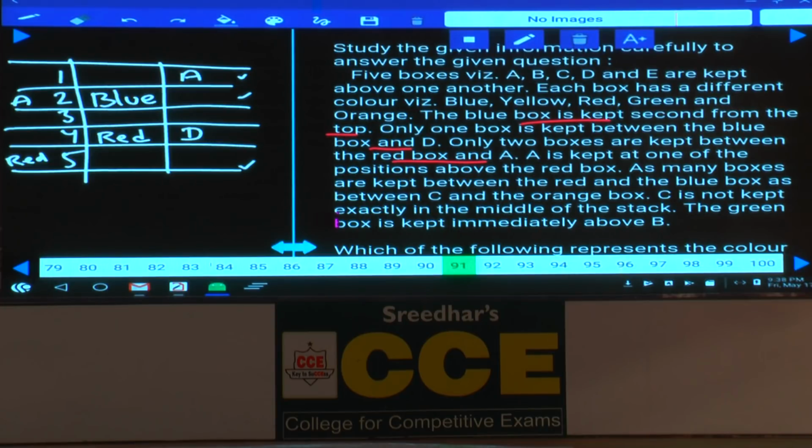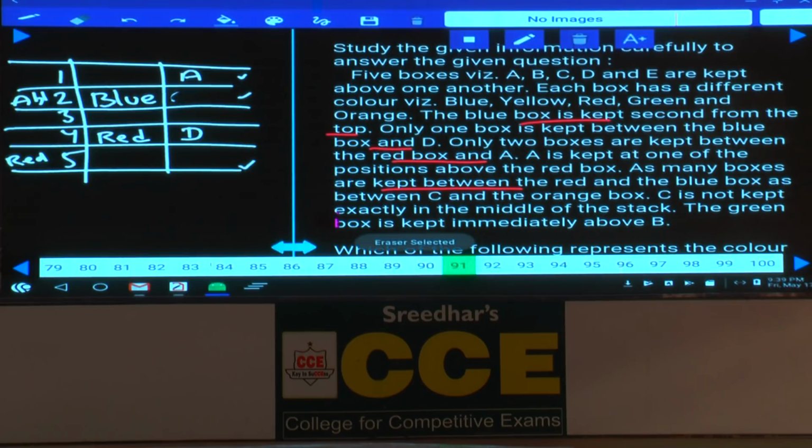As many boxes are kept between red and blue as between C and orange. Now between red and blue, how many are there? Here A is blue. Between red and blue there are 2, and as same as that, between C and orange we should also have 2. Then what is the possibility here? C is here and orange. As many boxes are kept between red and blue box, there is only 1 in between red and blue, and C and orange we must have only 1 box.